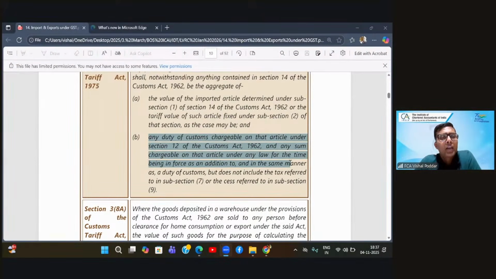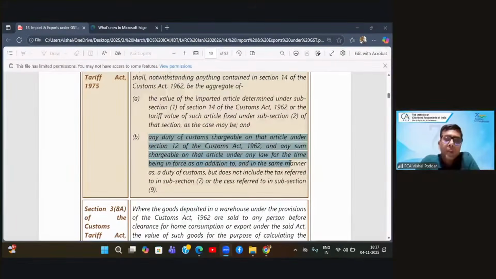To that, you will add the basic customs duty, the customs social welfare surcharge, plus if there is any protective duty under customs like the anti-dumping duty, etc. The total of this will be the value that becomes liable for IGST, and if there is any compensation cess of GST, the compensation cess is also calculated on this value.